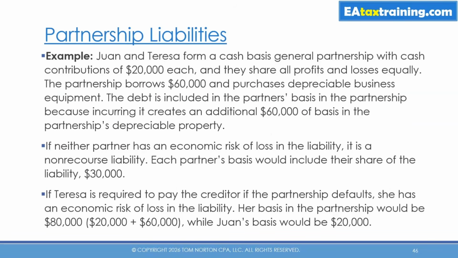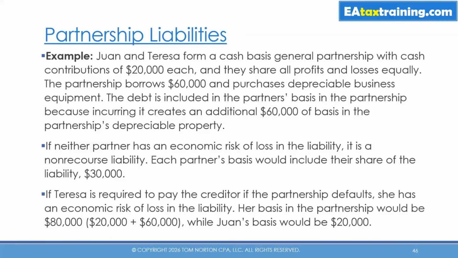So let's look at an example here for a partnership. Juan and Teresa form a cash basis general partnership with contributions of $20,000 of cash each, and they share all profits and losses equally. The partnership borrows $60,000 and purchases depreciable business equipment. The debt is included in the partner's basis in the partnership because incurring it creates an additional $60,000 of basis in the partnership's depreciable property.